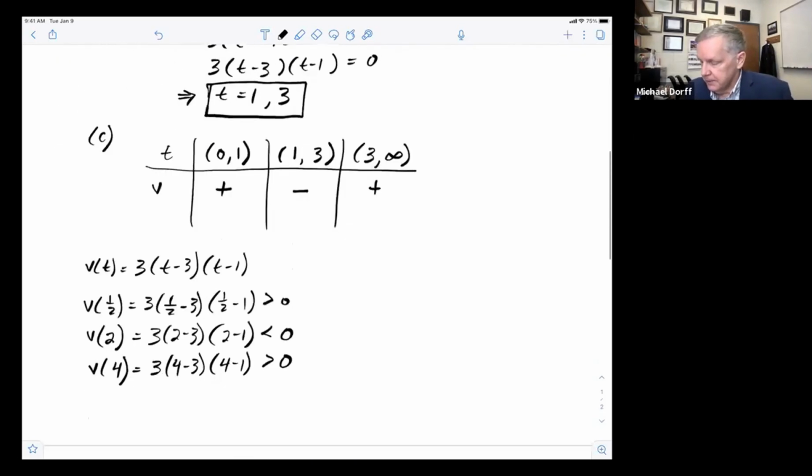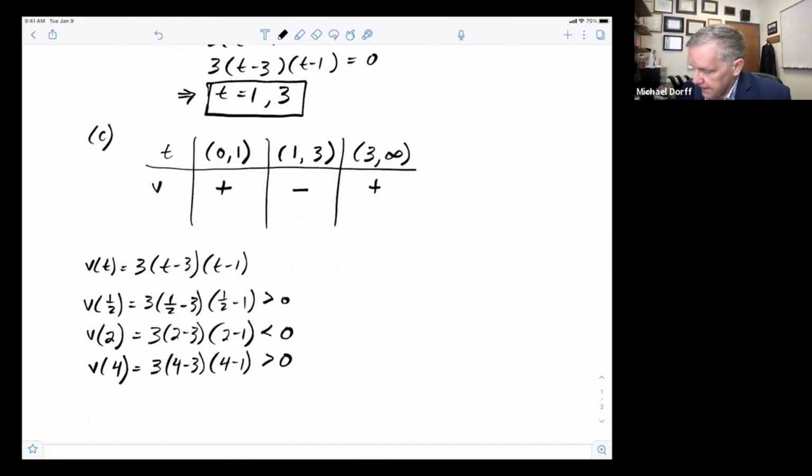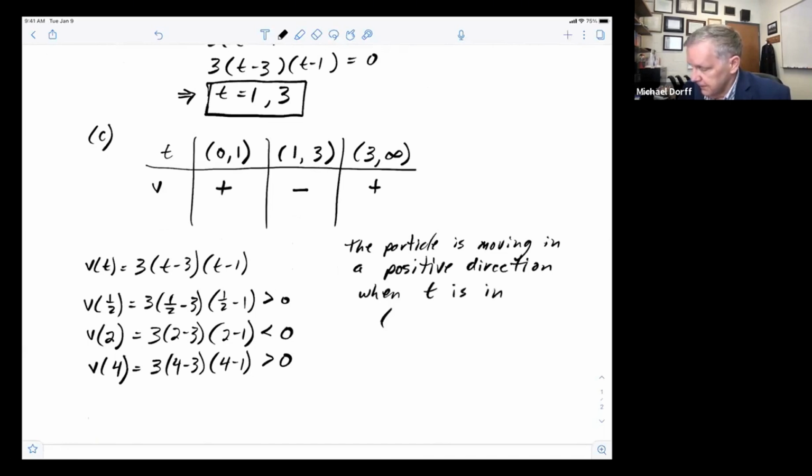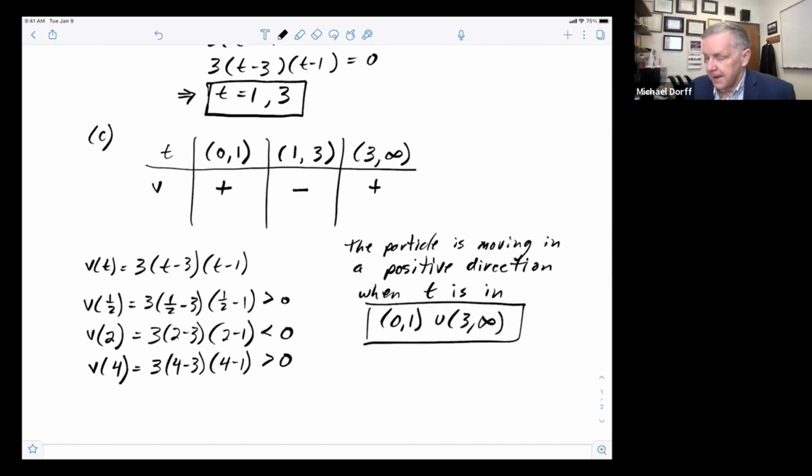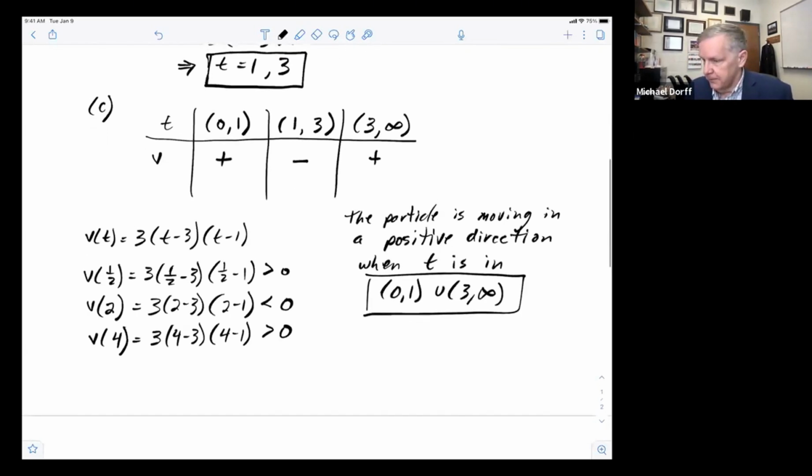So the question then is, when is the particle moving in a positive direction? So the particle is moving in a positive direction when t is in 0 to 1 union 3 to infinity. Okay, because in our table, that's when we have a positive result.